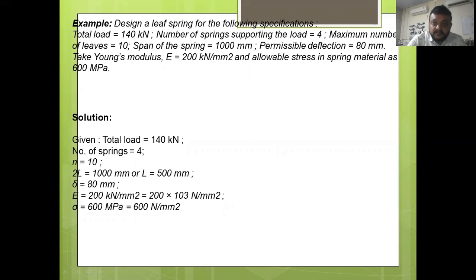Span of the spring is L1, total span means twice L1. Permissible deflection delta is 80 mm. Young's modulus of elasticity is given as 200 kilonewton per mm square, and allowable stress in spring material is 600 megapascal. Now here you have to see loading condition is given, number of springs, number of leaves, then span. Not total span, but span of the spring is given, so we are taking it as L directly. E and sigma are also there.